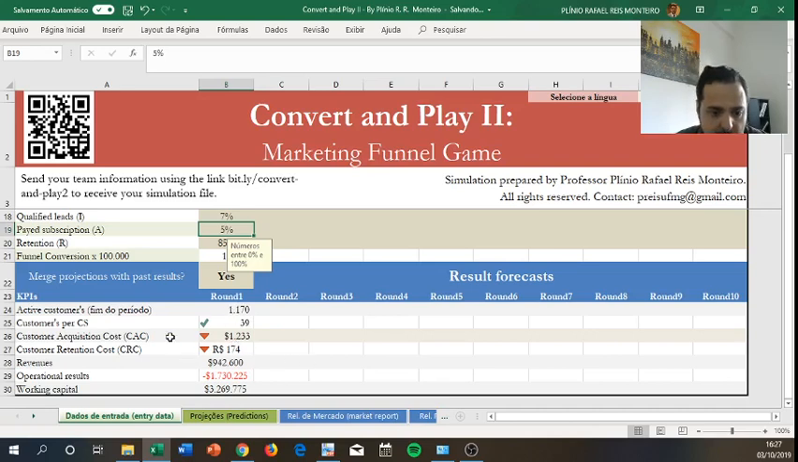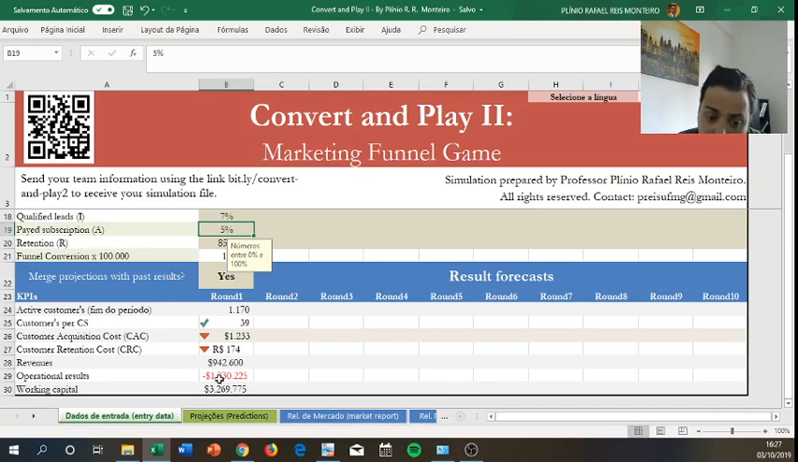Also, you have here the customer acquisition cost. So to conquer each customer, I'll be spending $1,200 per each customer, and to retain each customer, it will cost about $174 per customer. And also, this will be my revenue, my expected revenue, and this is the profit of my company.